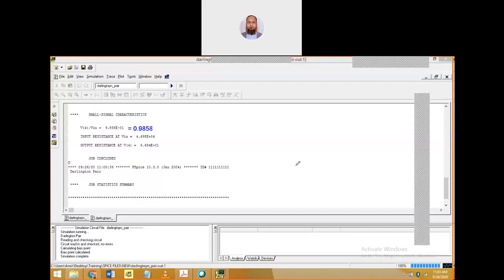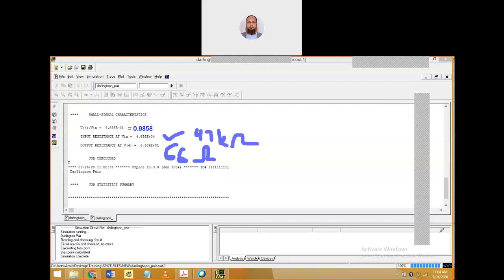This is the input resistance, approximately 47 kilo ohm. And what is the output resistance? It is like 66 ohm only. So the output resistance is 66 ohm, and the input resistance is approximately 47 kilo ohm.